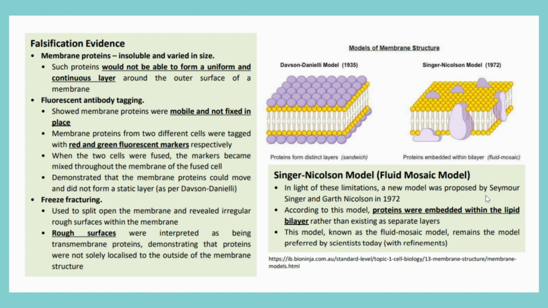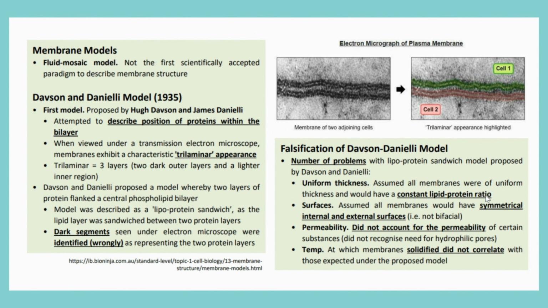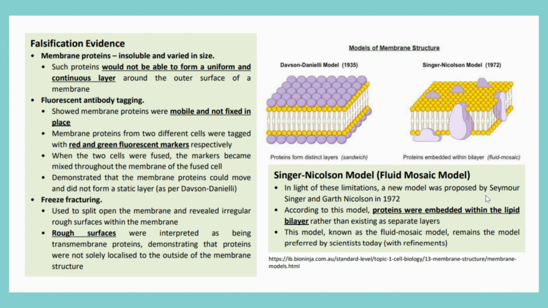They got to know that no, it is not a trilaminar. That means there were no three layers; there were actually two layers. And the many problems that they found in the Davison-Danieli model were then proved, and hence we had a new model that came up, which was the Singer-Nicholson model, also known as the fluid mosaic model.